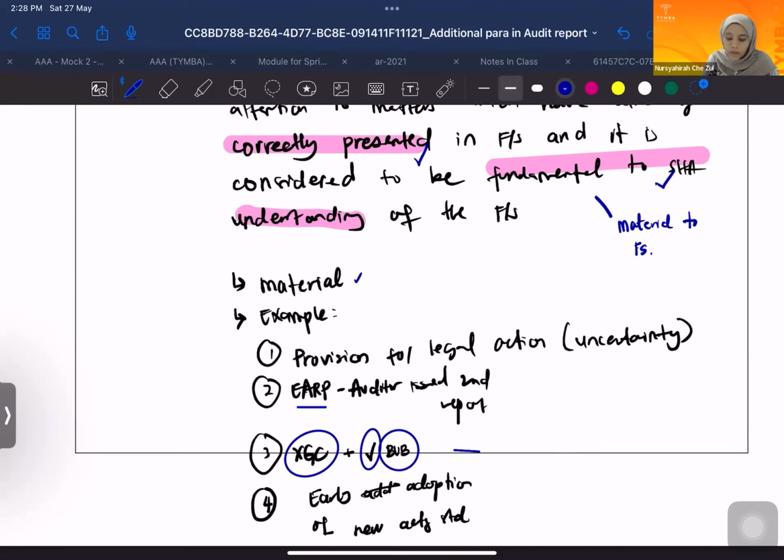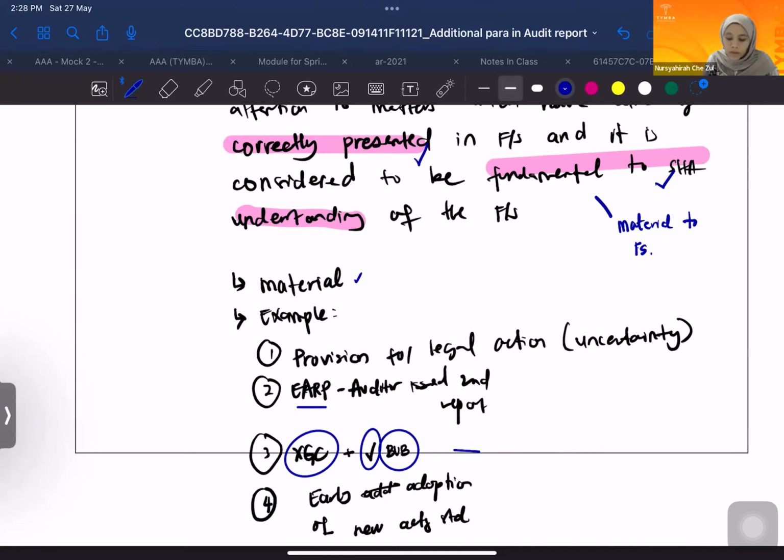Let's say you are the senior in charge. You ask your partner, shall we include provision for legal action in KAM? Perhaps your partner replies, oh, it's very easy to audit provision for legal action. I just call the lawyer. The lawyer explains to me why it is probable and why the lawyer thinks the maximum amount to be paid is 1 million. And I agree with the explanation by the lawyer. So I think it's very easy to audit provision for legal claim. So let's just put it under EOM.